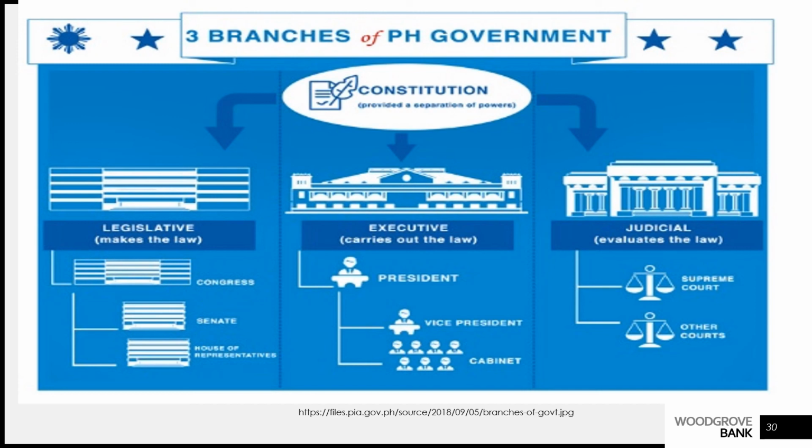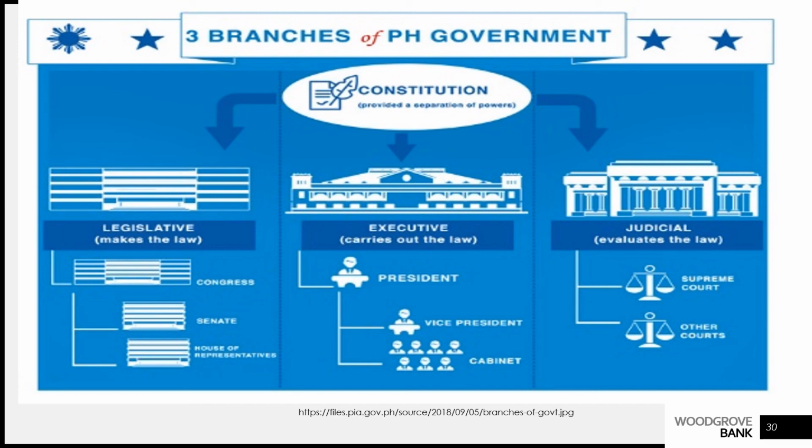Okay. Example, who are those cabinet heads? Department heads. So they are under executive. Department of Education, Department of Public Works and Highways, and all those departments. They belong to executive. They carry out the law or they implement the law.